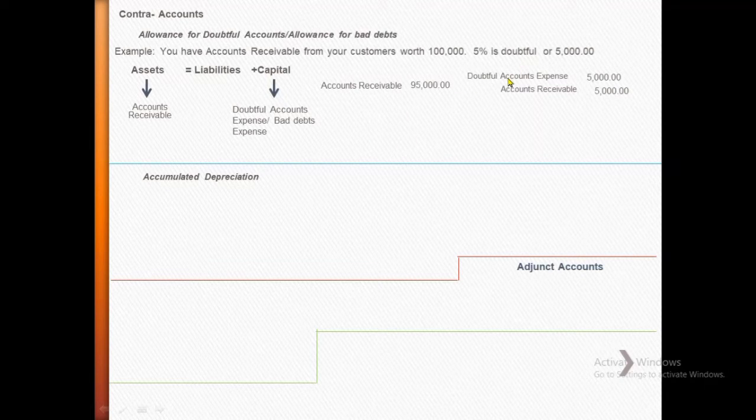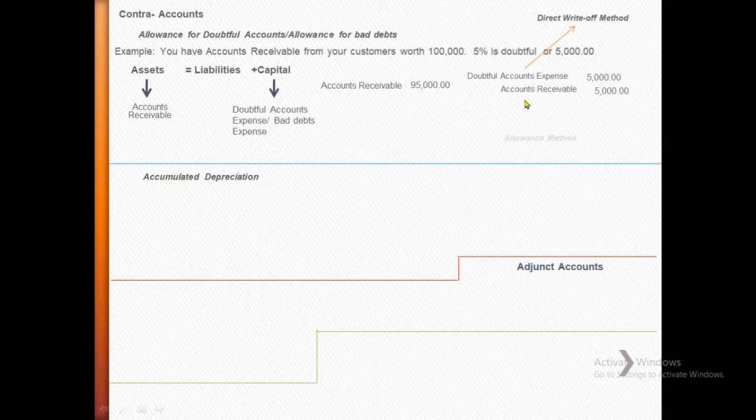Sir, where is the allowance for doubtful accounts? Wait, we will get there. Actually, there are two methods in recording the doubtful accounts expense. One method is the direct write-off method. That's what we did right here. So this is the direct write-off method, where we deducted the doubtful accounts expense directly against the accounts receivable.